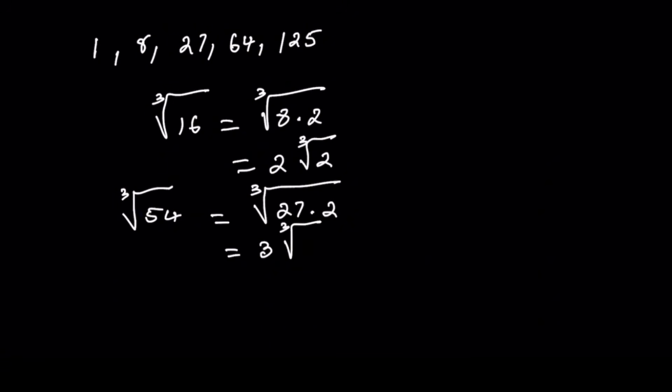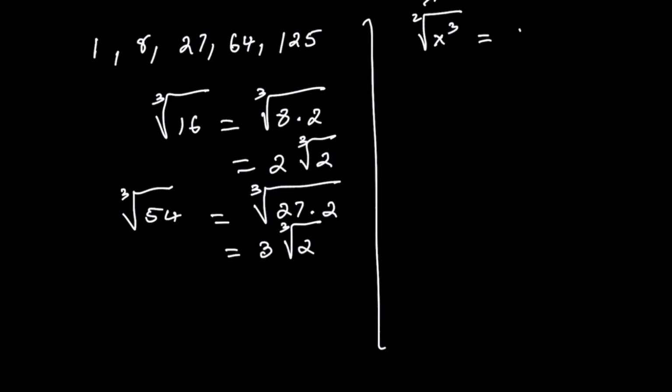Now let's bring variables into the picture. Suppose we want to simplify the square root of x cubed. The index here is 2 because it is a square root. We ask, how many times does 2 go into 3? 2 goes into 3 one time, with 1 remaining. So 1x comes out of the radical and 1x stays inside. The simplified form is x square root x.